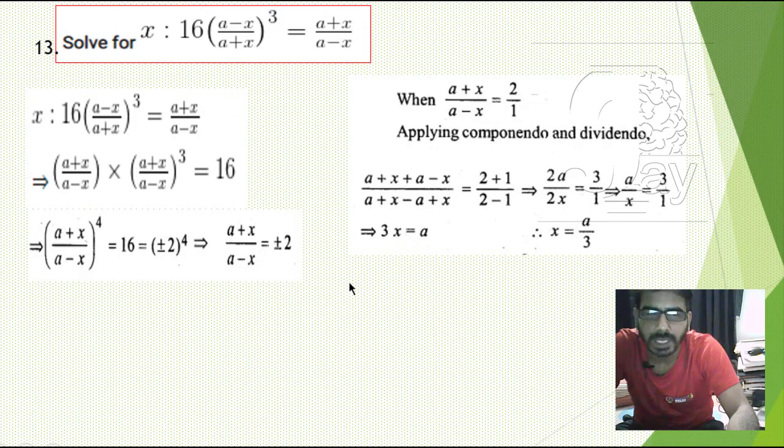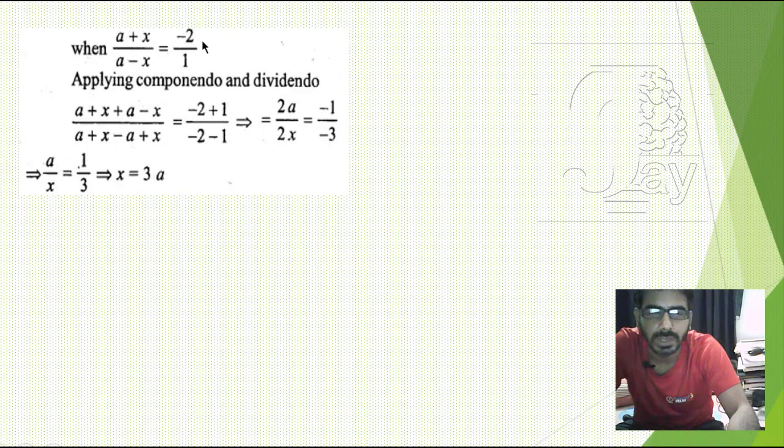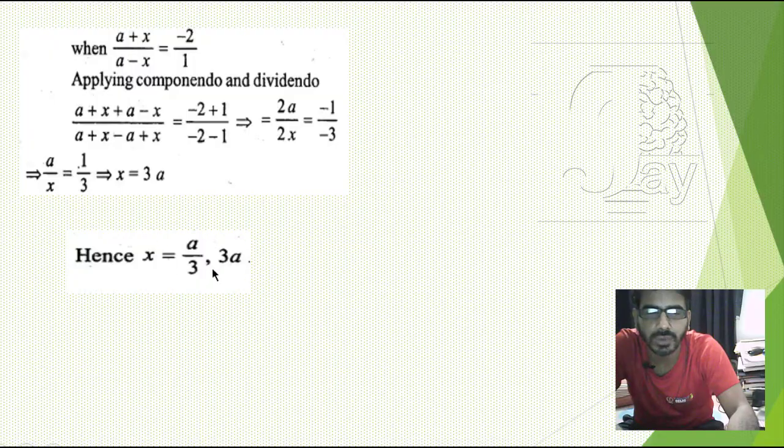Similarly, when we take -2, that is -2/1, and applying componendo and dividendo, we get x equals to 3a. Now we get two values, x equals to a/3 and 3a. So these are the two values for x.